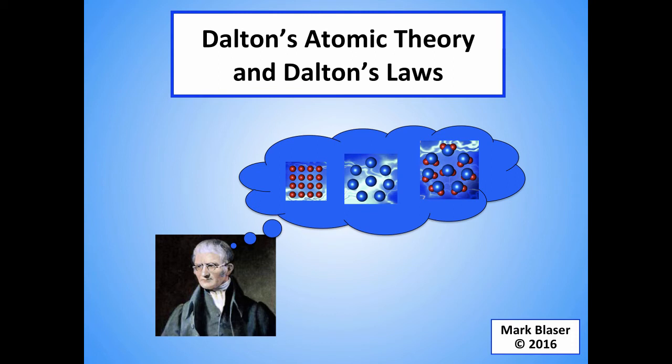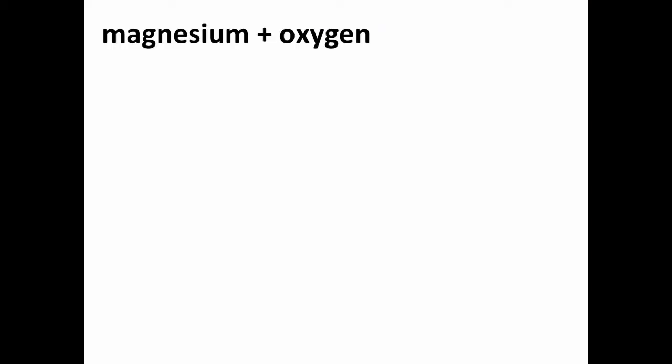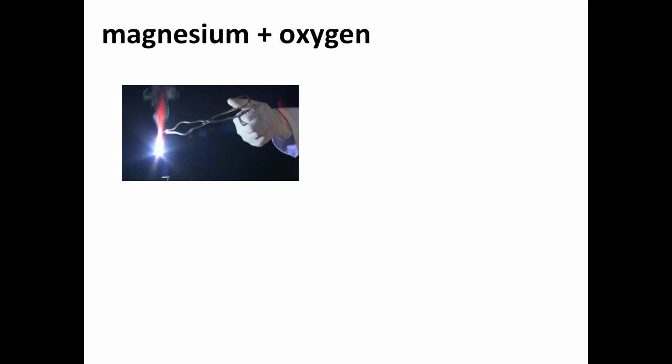Welcome to a screencast dealing with Dalton's atomic theory and Dalton's laws. If you allow magnesium and oxygen to react with each other, you get a very, very bright flame being produced. Here's a picture of a piece of magnesium metal burning in the presence of oxygen.